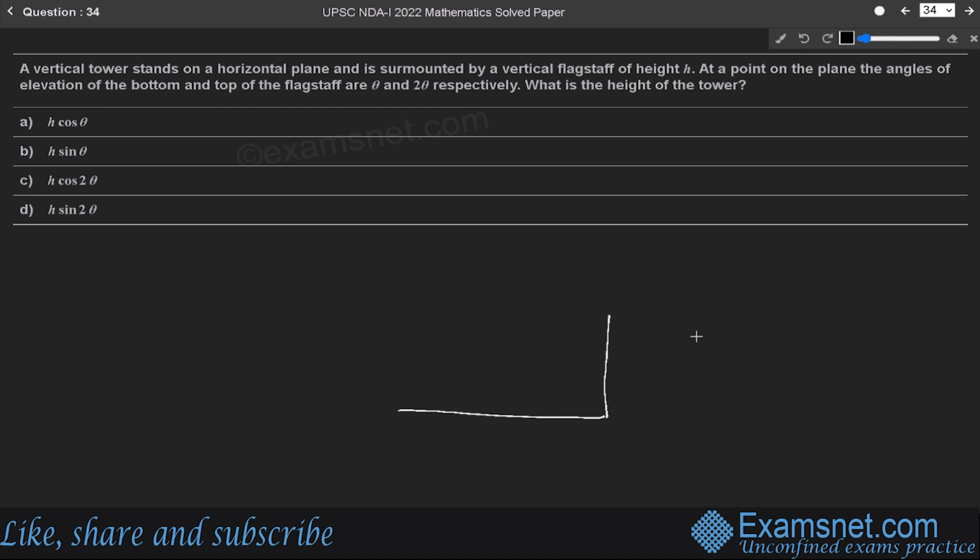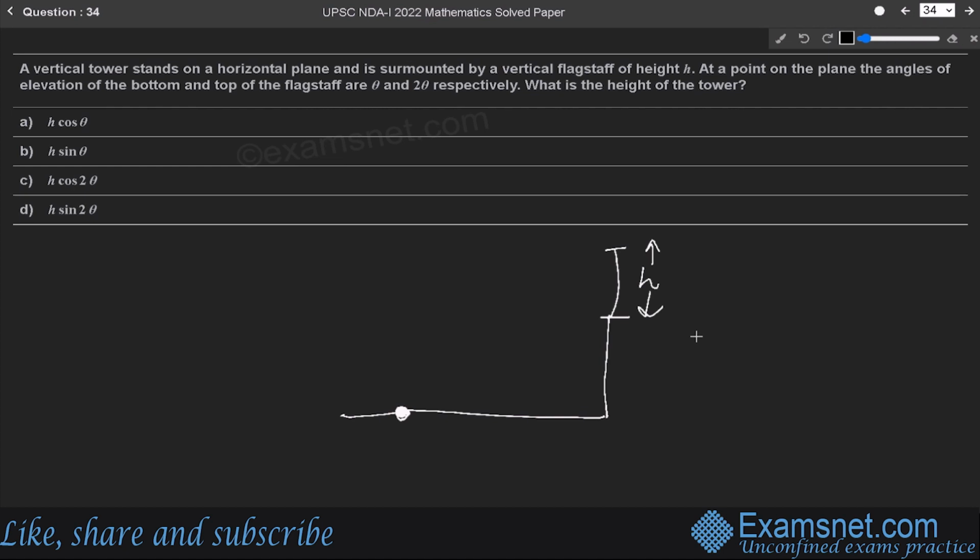And it is surmounted by a vertical flagstaff. Surmounted means on top of that there is a flagstaff whose height is h. So the height of this part is h. At a point on the plane, means on the horizontal plane we can take any point. So I have taken the point here. The elevation of the bottom and top of the flagstaff are theta and 2 theta.